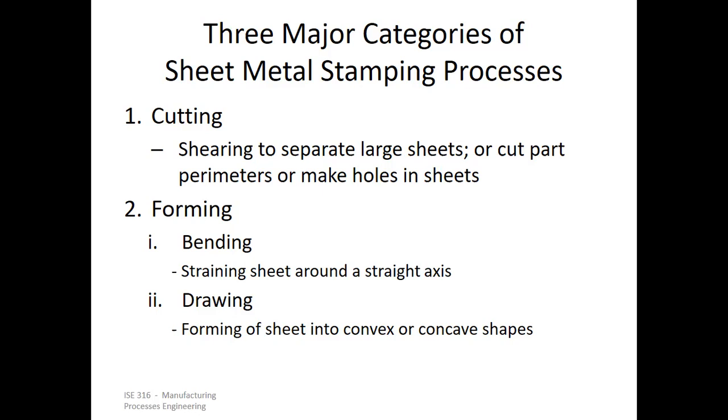As for forming, you are trying to not remove material, you are trying to shape it. As the name suggests, you are trying to form it. So two major categories again: bending, that is straining the sheet around a straight axis, right? You have an axis about which you will bend, isn't it? So that's why we're calling it straining, basically deforming, right? Strain is a measure of deformation. Straining sheet around a straight axis, and then drawing, forming of sheet metal into convex or concave shapes. That is basically using your punch and dies we were talking about, right?